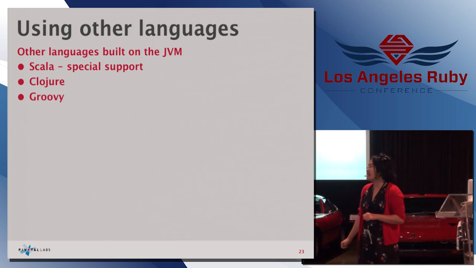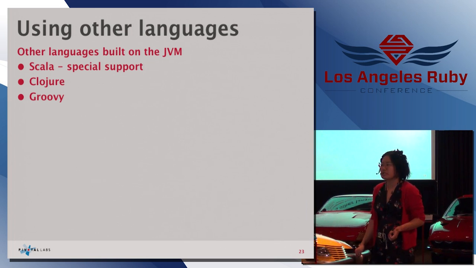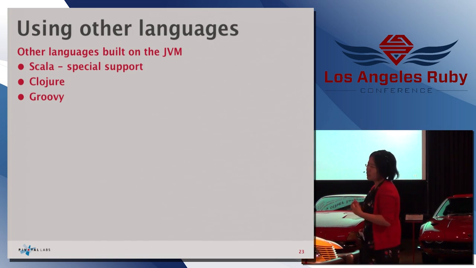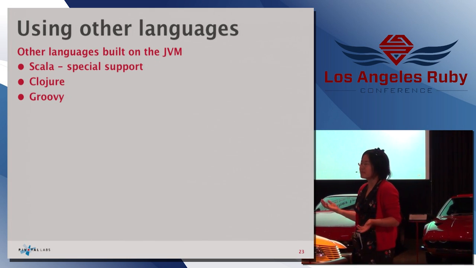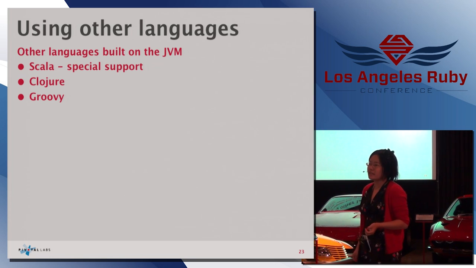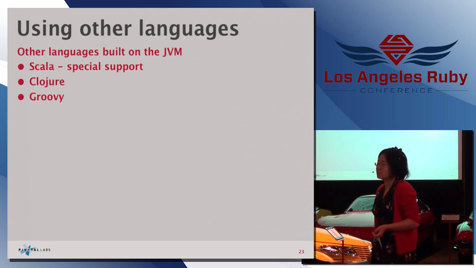So apart from that, you can also use libraries that are written in other languages built on top of the JVM, such as Scala, Clojure, and Groovy. Scala is a really popular language for functional programming, and JRuby has special support for that. And Clojure is also another really popular language. Don't tell anyone, but you heard it here first: Clojure is the new sexy.